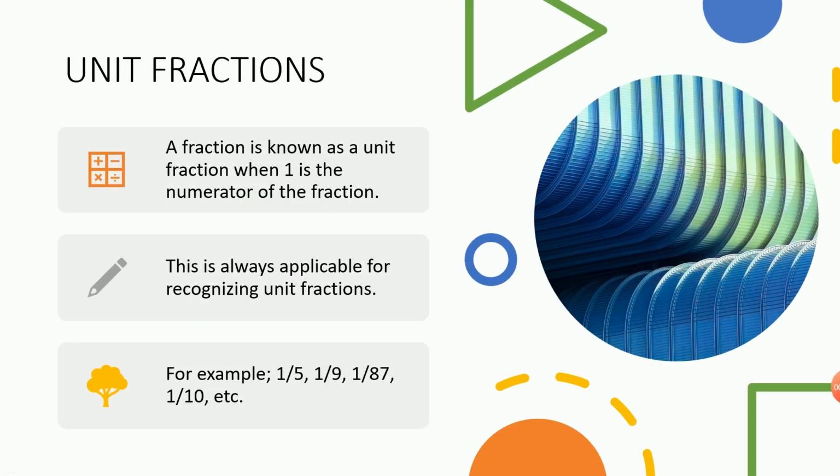Next, unit fractions. Unit fraction means that in a fraction, if the numerator is 1, then that is a unit fraction. No other explanation is needed. Please see the example: 1 by 5, 1 by 9, 1 by 87. This is always applicable for recognizing unit fractions. When a fraction comprises a numerator of 1 and a denominator that could be any number other than 0, that fraction is called a unit fraction. That's how you identify it.